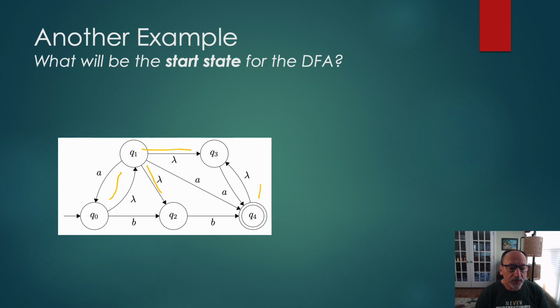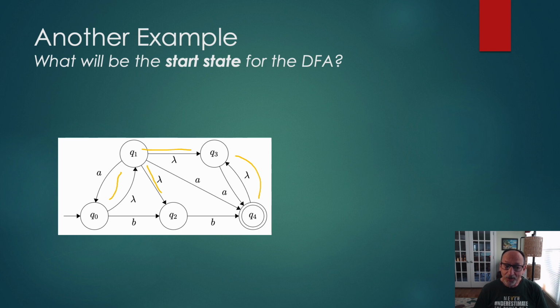And then finally we have this one from Q4 back to Q3. So let's begin the process. As always, we're going to put the start state of the NFA at being the start state for the DFA in the process. The only problem with that is we have to keep in mind those lambda transitions.